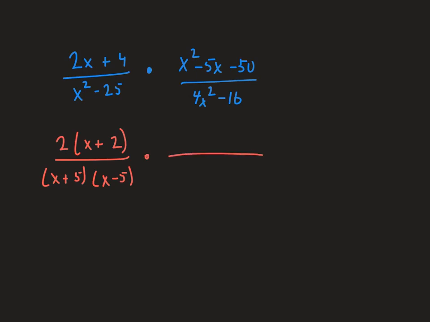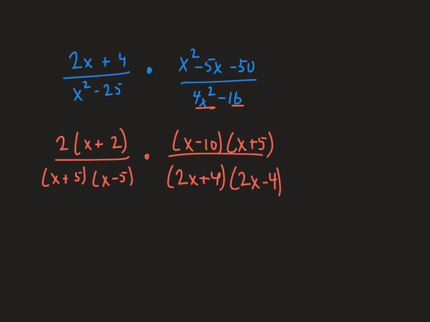We're multiplying it by another fraction. Let's say the numerator, x squared minus 5x minus 50. So we could do x minus 10 times x plus 5. And then the denominator there, 4x squared minus 16. It may not be obvious, but those actually both are perfect squares. It's going to be 2x plus 4 and 2x minus 4, right? Because 4x squared is a perfect square, and 16 is a perfect square. And since it's the difference of perfect squares, we can just factor it into one plus and one minus.